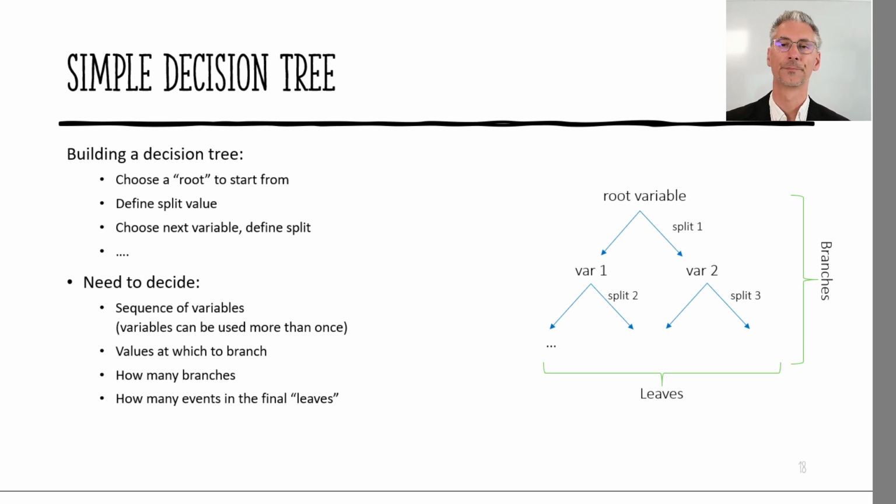and how many events we need to end up in the final leaves and the final layer. Right? If we make this tree very, very fine, we end up with only one data sample per leaf, but maybe we want to be a bit more robust and have a few more.